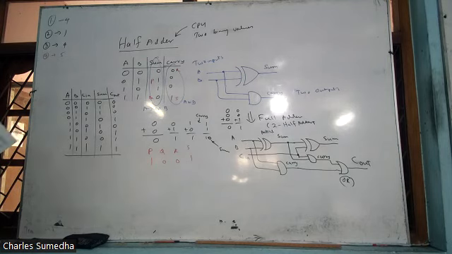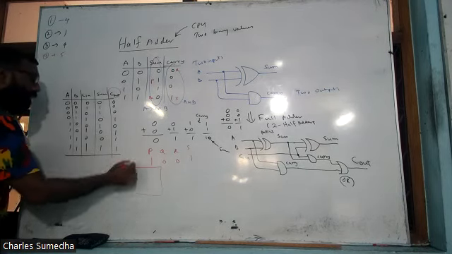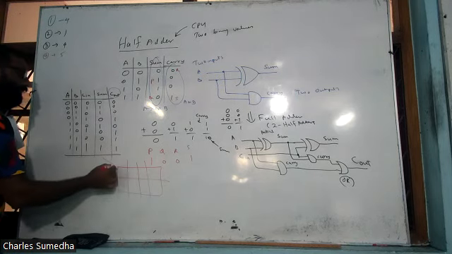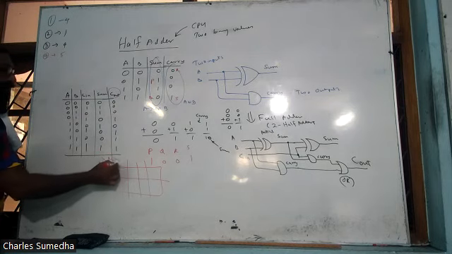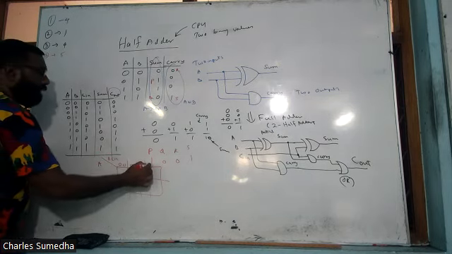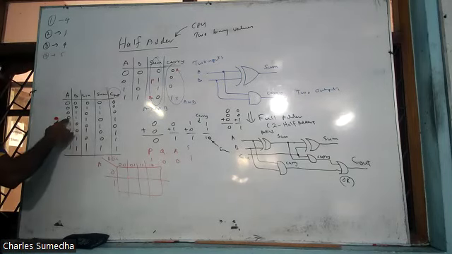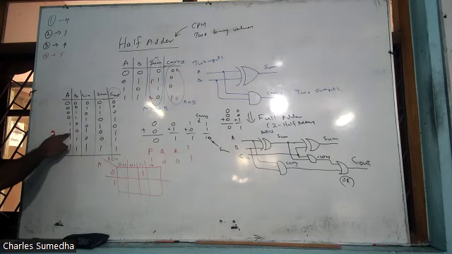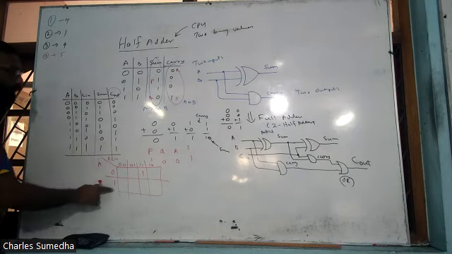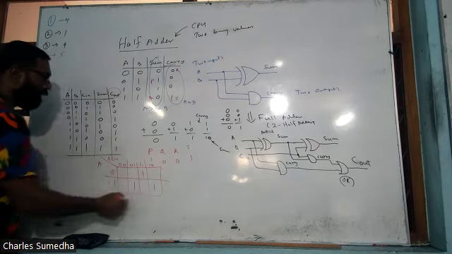Now, if they have asked to simplify, I'll take this here. Again, here we will take A, B, C: 0, 0, 0, 1, 1, 1, 1, 0, 0, 1. So I can mark it 0, 1, 1 is 1. Then here 1, 0, 1 this will be 1. 1, 1, 0 is 1, and 1, 1, 1 is 1.